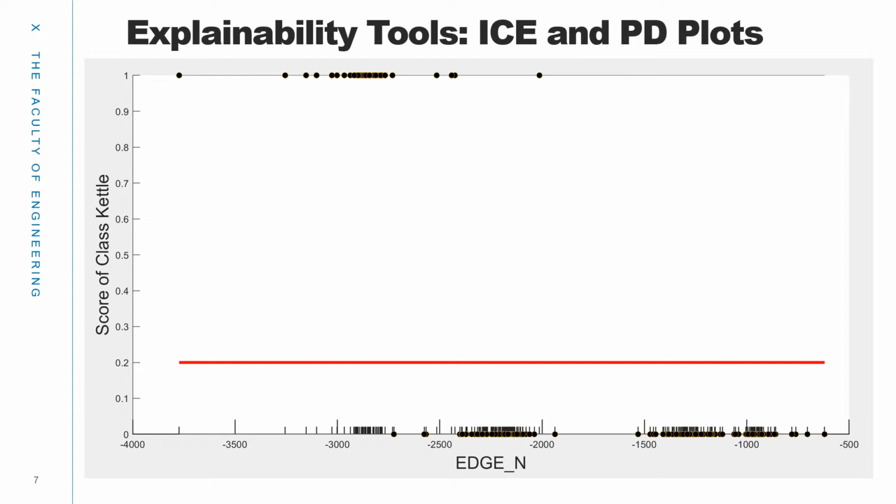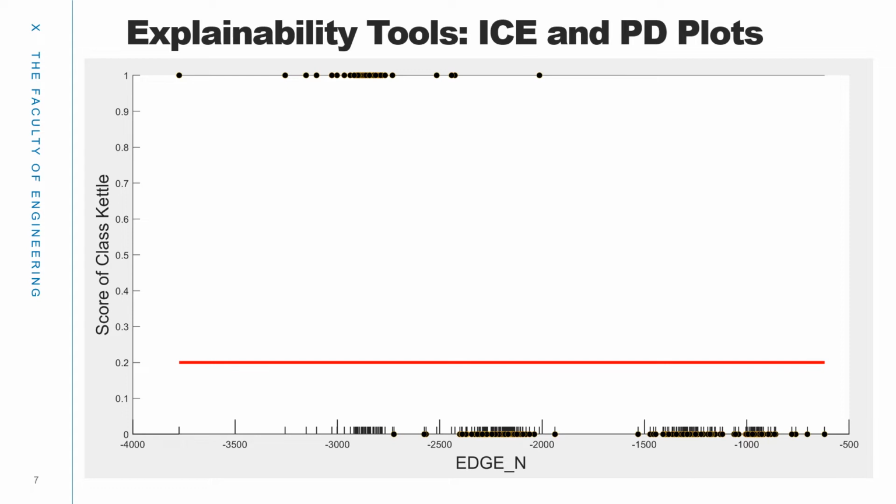The ICE plot, on the other hand, provides local explanation, as we can actually see how individual instances of a feature are distributed and which are considered important and which aren't. These individual instances of a feature are represented by the black dots.